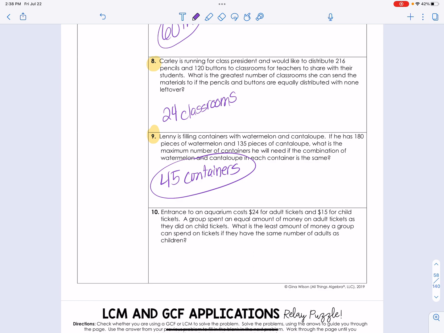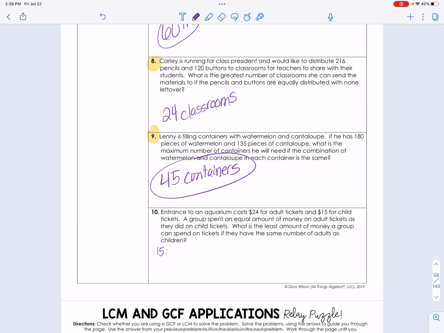Okay, an entrance to an aquarium costs $24 for adult tickets, $15 for children. A group spent an equal amount of money on adults as they did on children. So they're buying multiples. So you're going to use the least common multiple. What is the least amount of money a group can spend if they have the same number of adults as children? So 24 and 15.